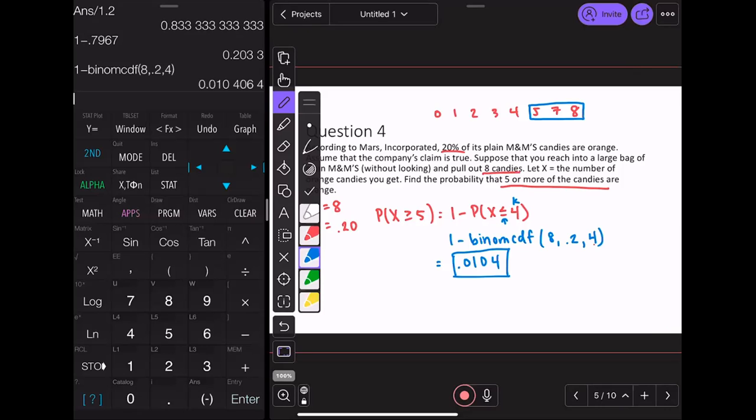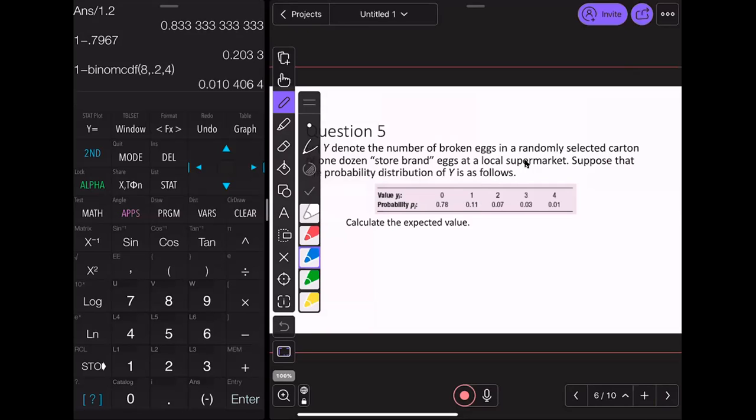Okay. So the next example here is this one. So this is an expected value problem. It says let Y denote the number of broken eggs in a randomly selected carton of 1 dozen store brand eggs at a local supermarket. Suppose that the probability distribution is as follows. We're going to calculate the expected value.